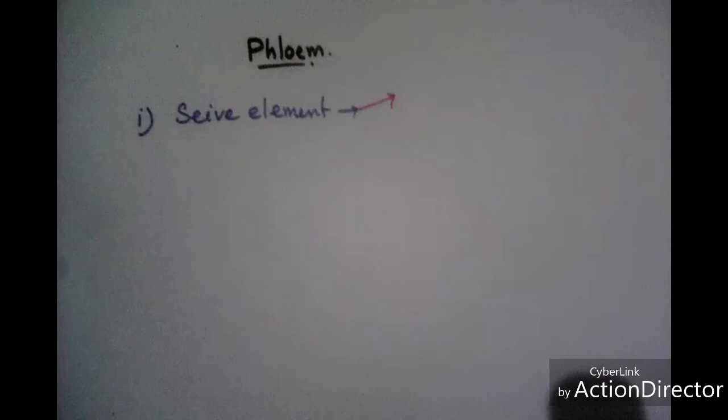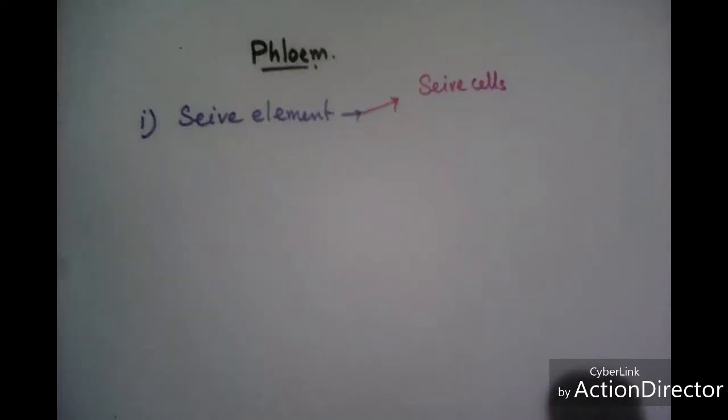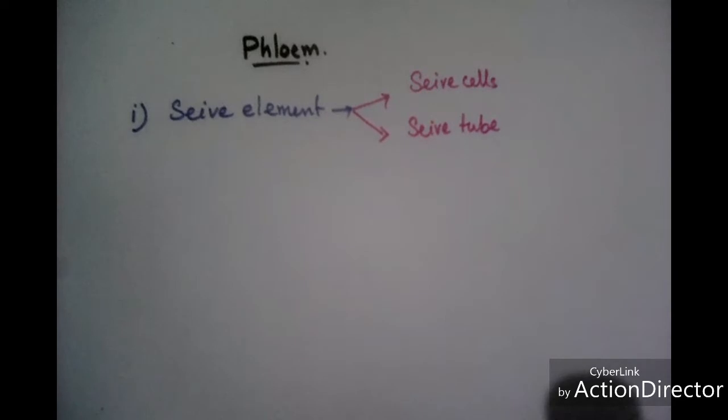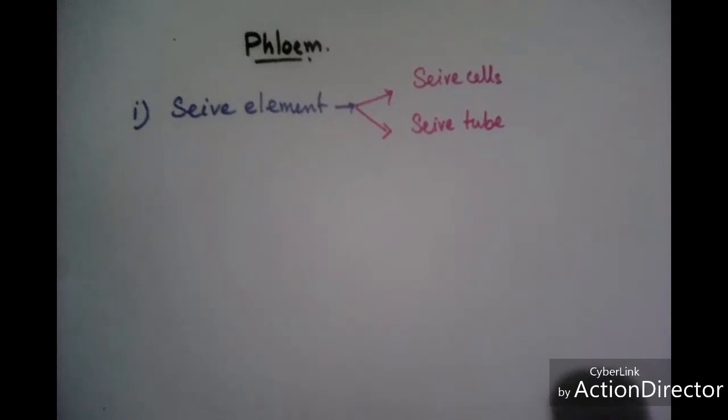Sieve element is a living cell and helps to conduct food. And in case of sieve element, nucleus is absent and lignified cell wall is absent. So this is about sieve element.